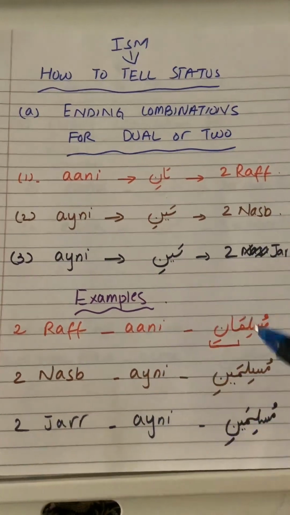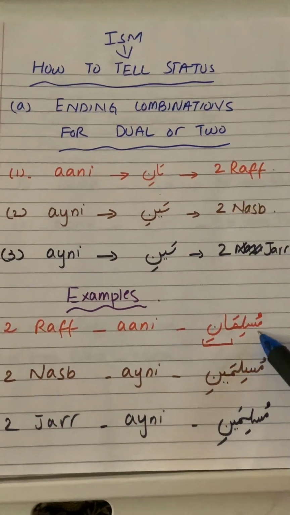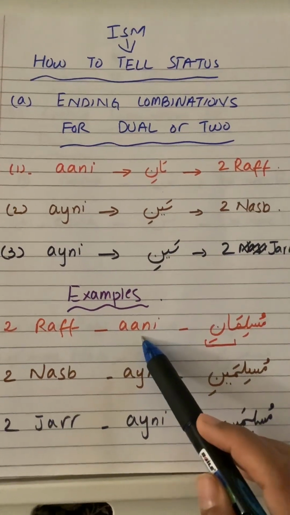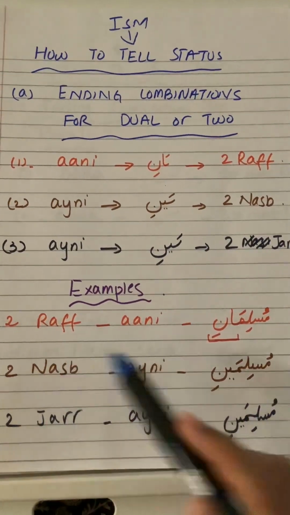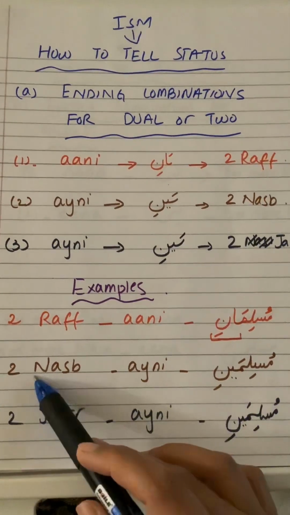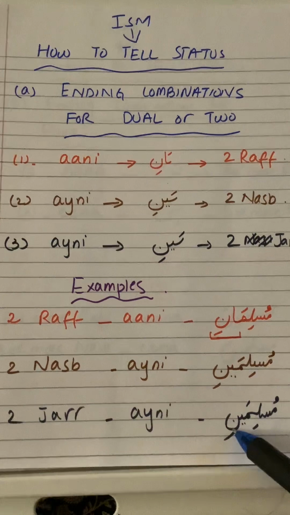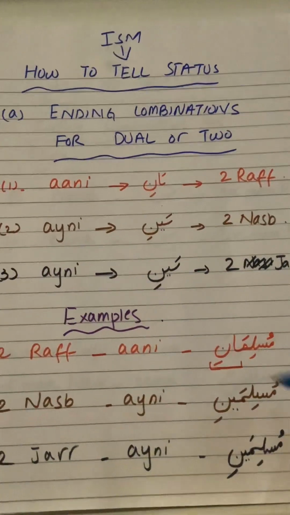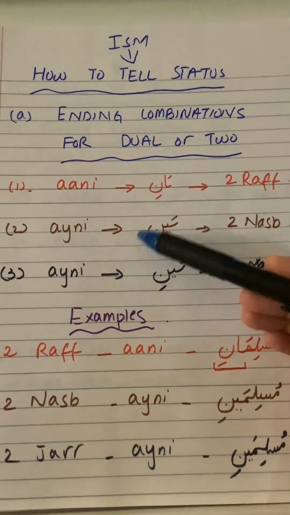So let's see the example. If you hear the sound Muslimani, the sound ani, that means it's two rafa. If you hear the sound aini, Muslimaini, then it means two nasb. And again, if you hear the sound aini, like Muslimaini, then it means two jar. So the combinations for dual are ani, aini, aini.